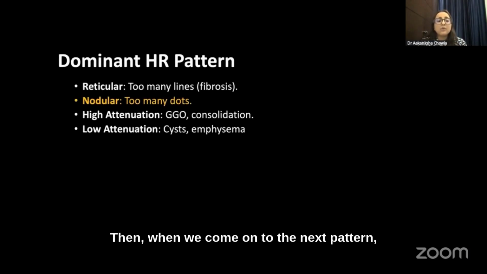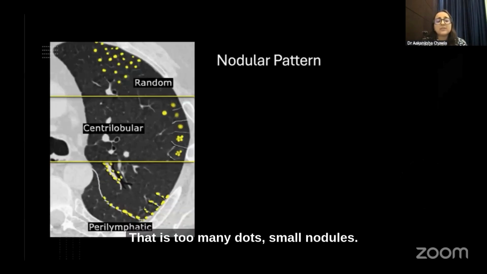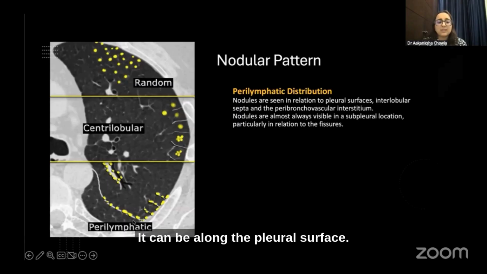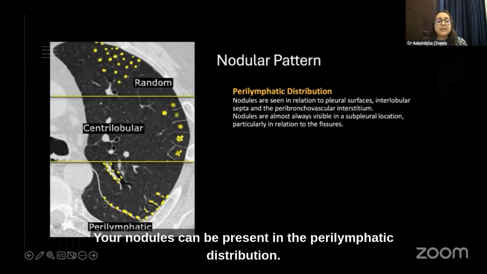Then when we come on to the next pattern, we see the nodular pattern, that is too many dots, small nodules. Now we'll talk about the nodular pattern. Your nodular pattern can be perilymphatic in distribution. It can be along the pleural surface. It can be in your interlobular septa. It can be along your fissures. Your nodules can be present in the perilymphatic distribution.